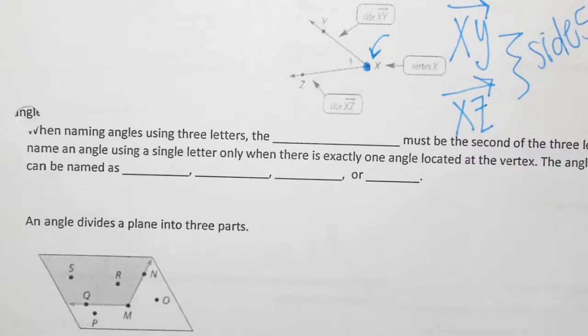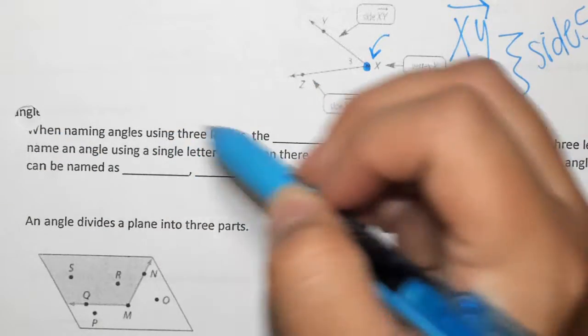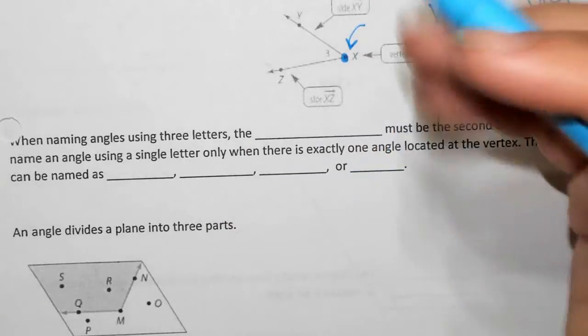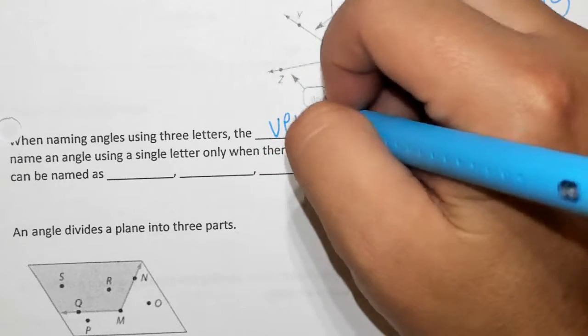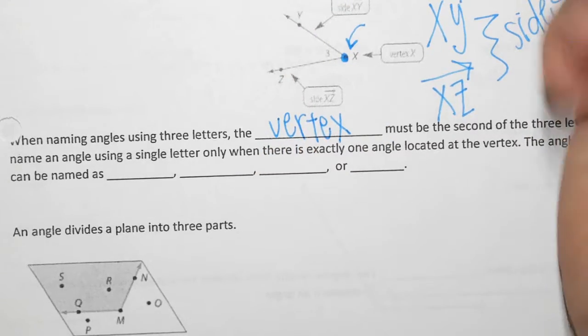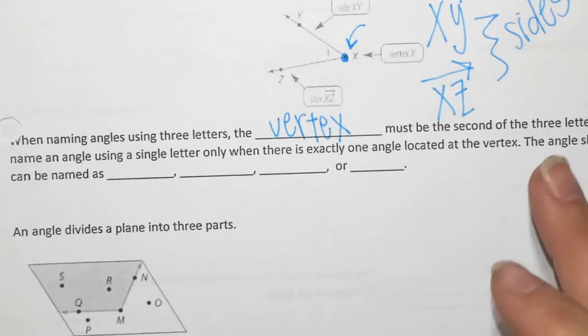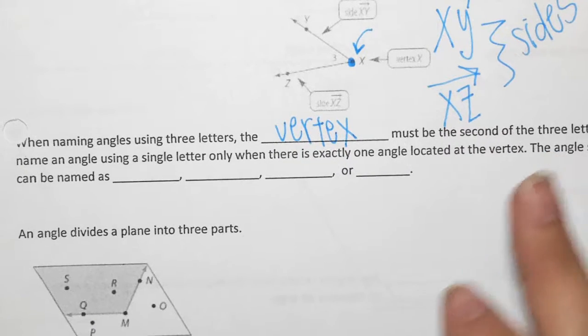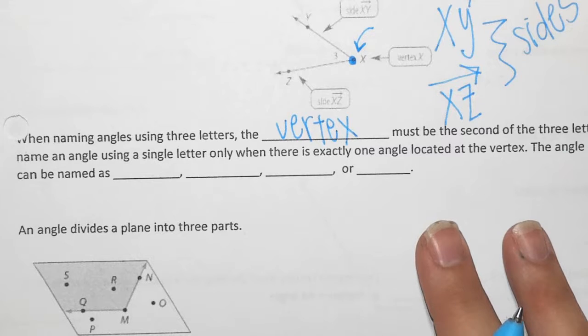Alright, now let's learn how to name angles. When you name angles, you use three letters. The vertex must be in the middle. So whatever your vertex is has to be in the middle. Yes? Sides.